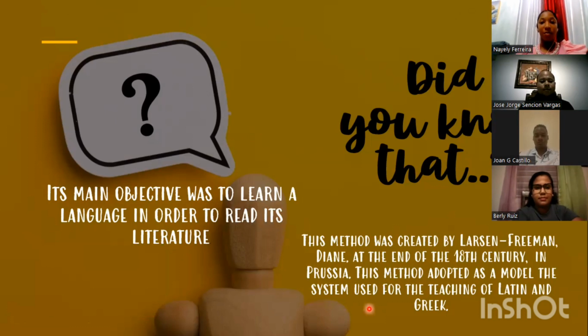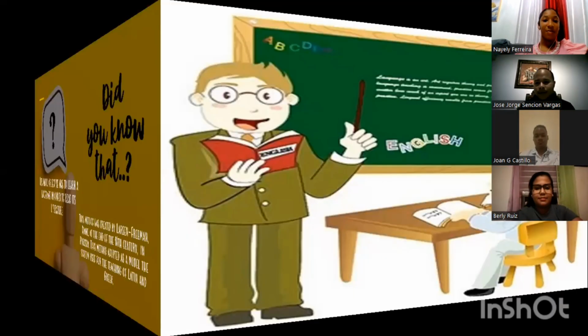One of the names was the classical method. How was it created? The main objective of the method is to learn a language in order to read. At the beginning of the 20th century, this method was used to help students read and appreciate literature in a foreign language. Berly is continuing.